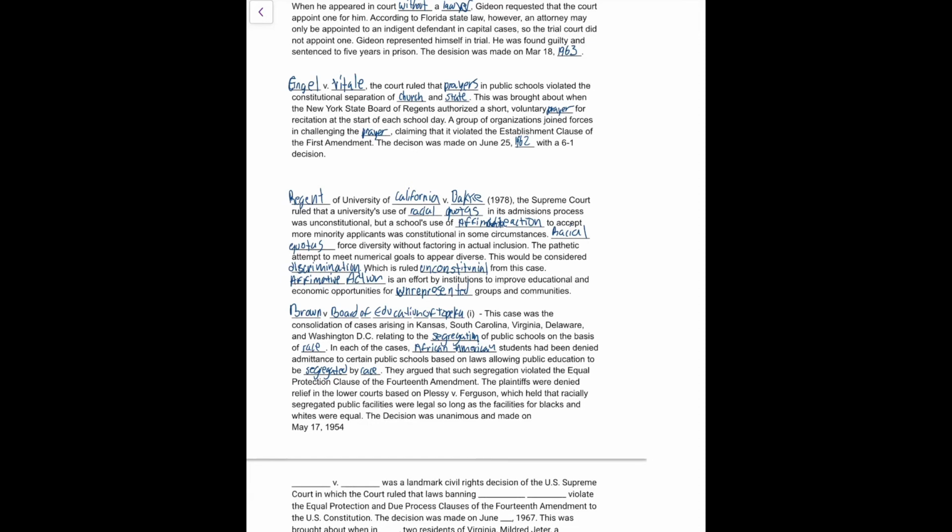The plaintiffs were denied relief in the lower courts based on Plessy v. Ferguson, which is a more common court case as well, which held that racially segregated public facilities were legal so long as the facilities for blacks and whites were equal. The decision was unanimous and made on May 17, 1954. So 1954 was when segregation was outlawed.